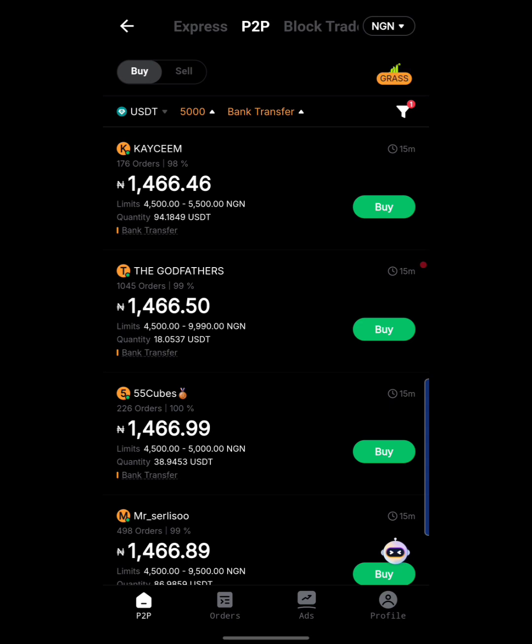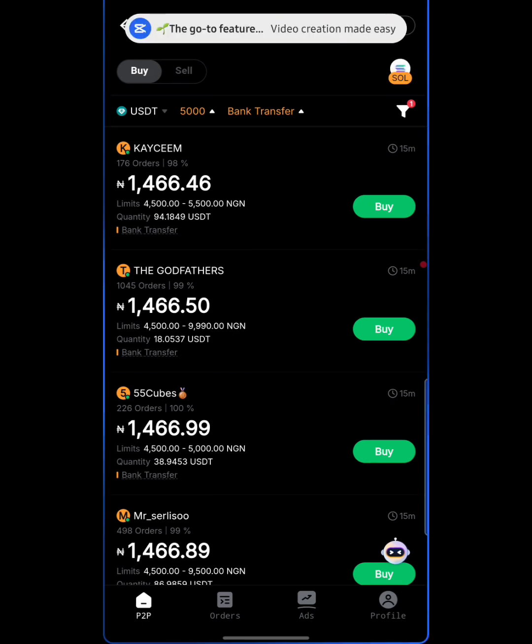So that is basically how you can get many more persons to come buy USDT from you, guys. So that is basically how it is. So I'm going to go back to the ad section right now. I'm going to hit on ads.